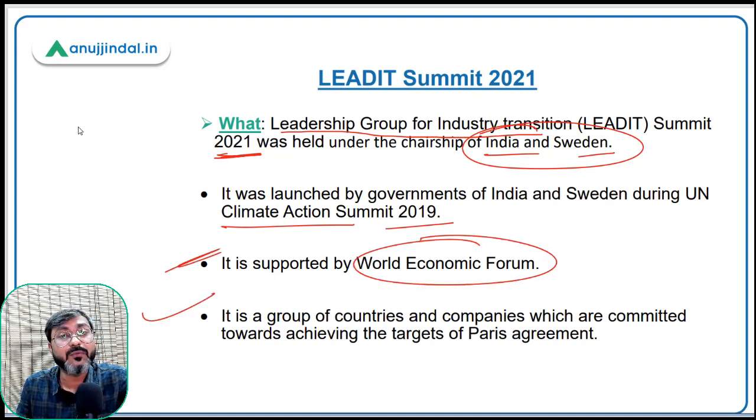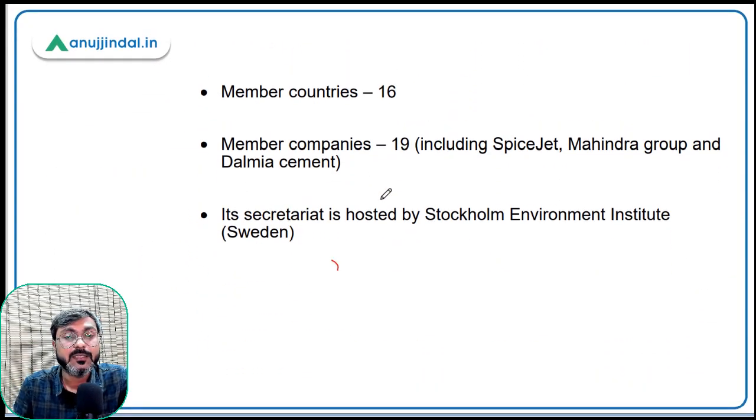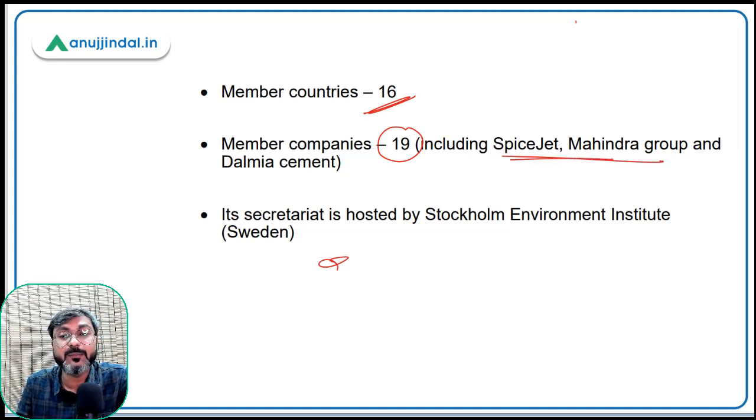It is basically a group of countries and certain companies which are committed towards achieving the goals of the Paris Agreement. There are a total of 16 member countries, including India, and a total of 19 member companies. There are various companies from India like SpiceJet, Mahindra Group and Dalmia Cement. Its secretariat, do remember, is not hosted by the World Economic Forum, though it is supported by the World Economic Forum. Its secretariat is hosted by the Stockholm Environment Institute, which is in Stockholm, the capital of Sweden.